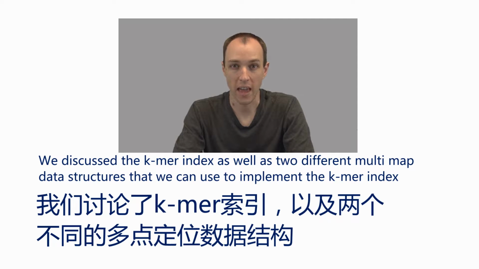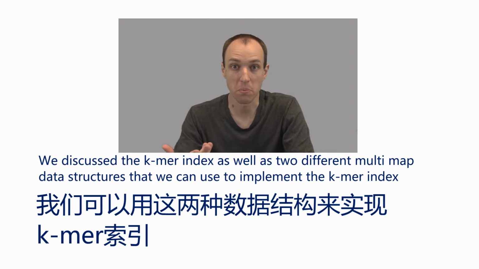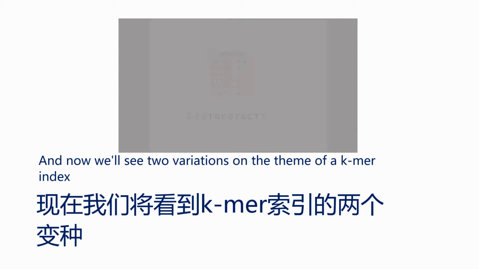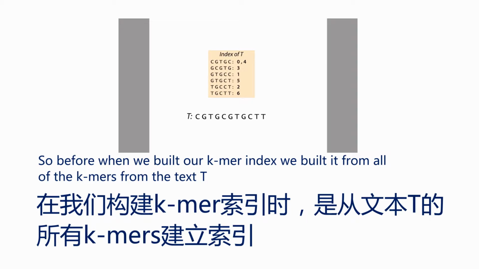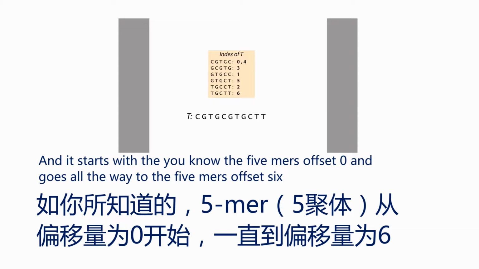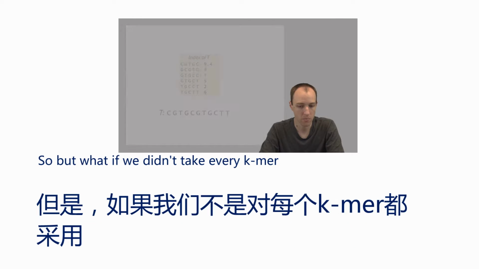We discussed the k-mer index as well as two different multi-map data structures that we can use to implement the k-mer index. And now we'll see two variations on the theme of a k-mer index. So before, when we built our k-mer index, we built it from all of the k-mers from the text T. Every k-mer offset pair appears in this index, for example.